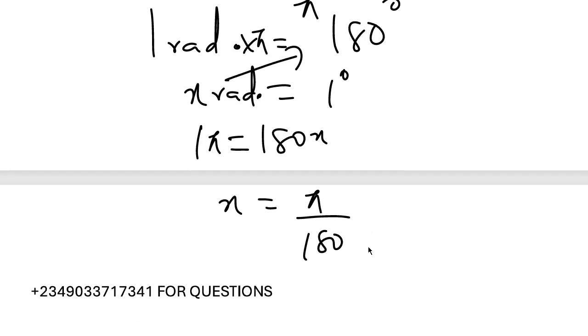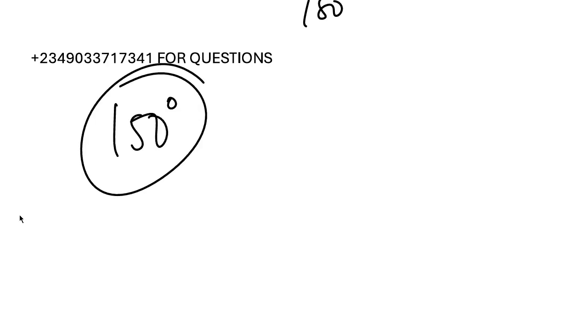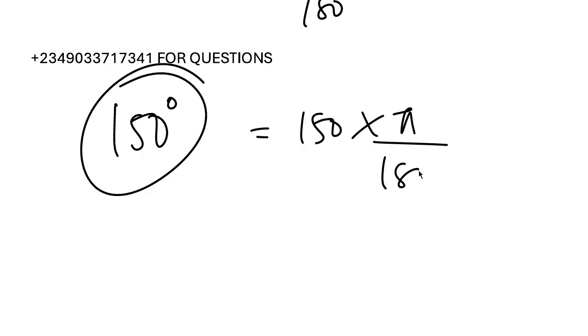So if you are given an angle in degrees to convert to radians, what you simply do is to multiply by what? Pi over 180. So let's say you are given this angle, 150 degrees, and you are asked to convert it to radians. What are you going to do? It's going to be 150 multiplied by what? Pi over 180.